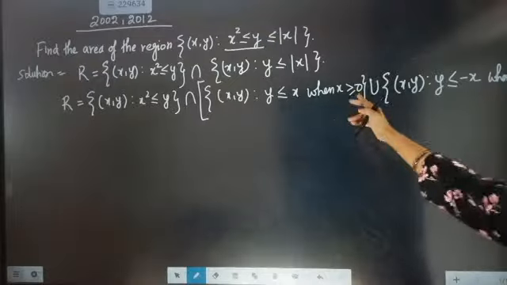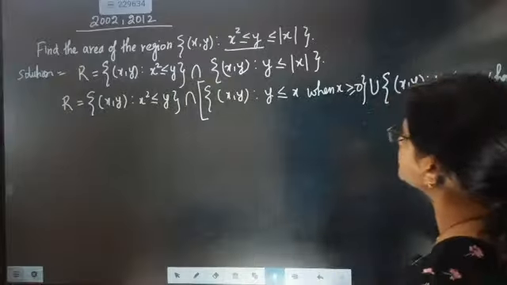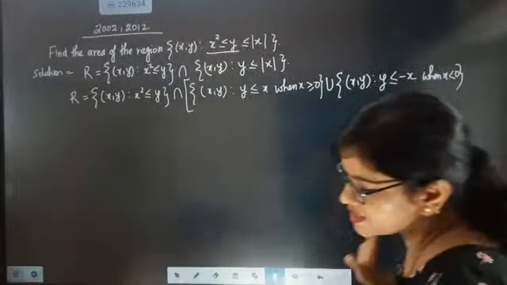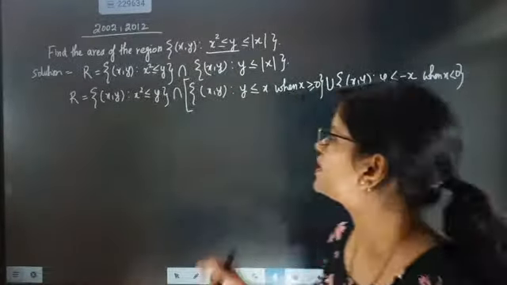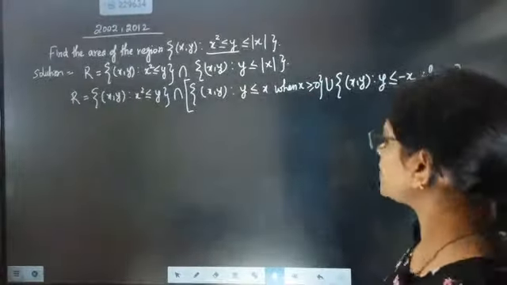So one time x is greater or equal 0, one time x is less than 0. So both things we have taken. This part we are going to take as region 1, this is region 2 and region 3.